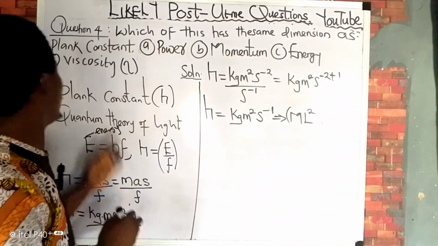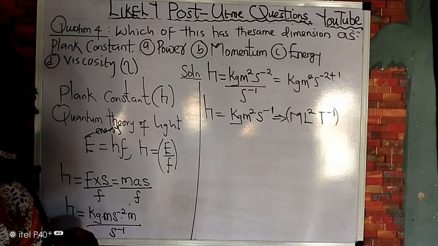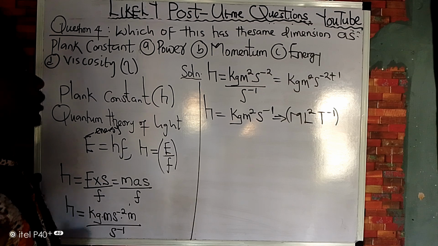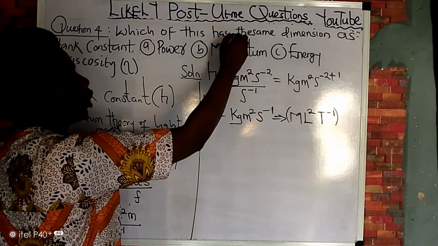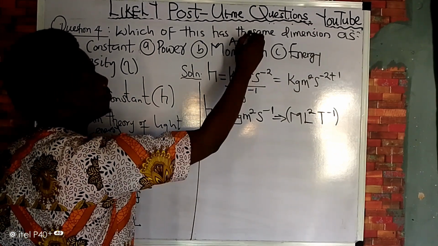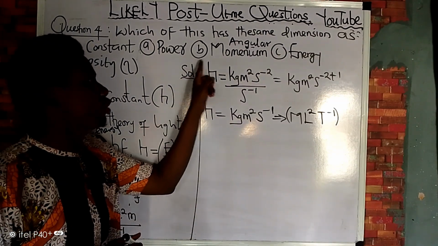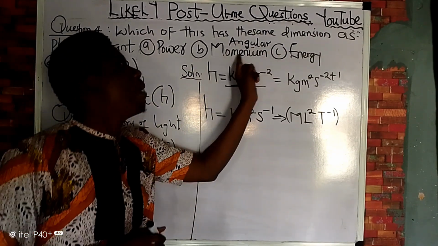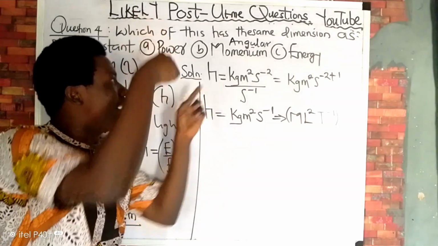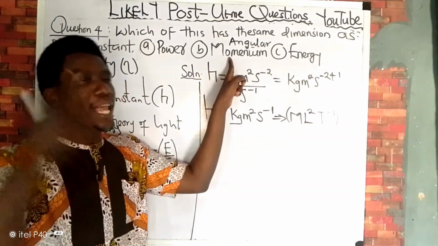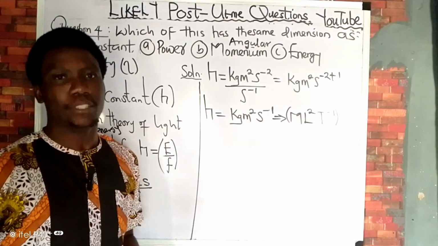But how do we know the quantity in the options that has the same dimension as Planck constant? I think in this option you have angular momentum. Option B is not momentum, it is angular momentum. So I guess it is option B. Why? Because angular momentum and Planck constant have the same dimension.